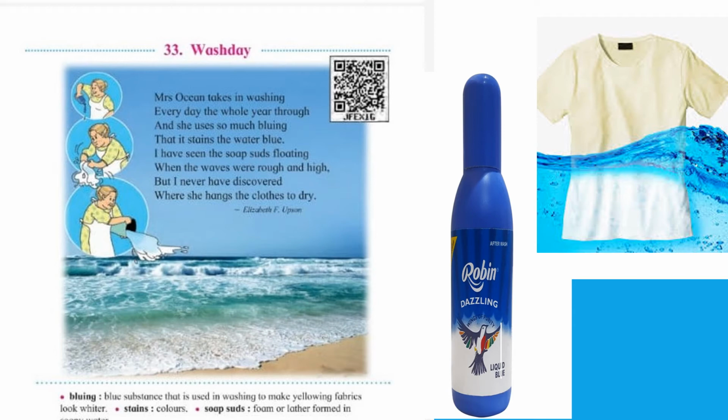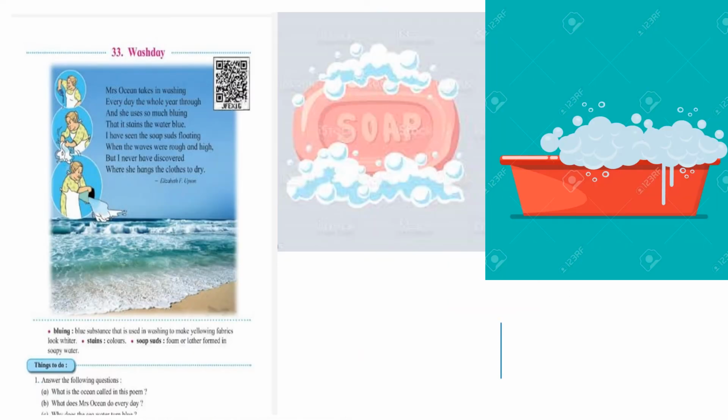I have seen the soap suds floating when the waves were rough and high. Now, what are soap suds? This is soap suds. When you wash with soap, when you mix the soap in water and wash the clothes, you see those bubbles, what you call jhag, coming out, right? These are called soap suds.